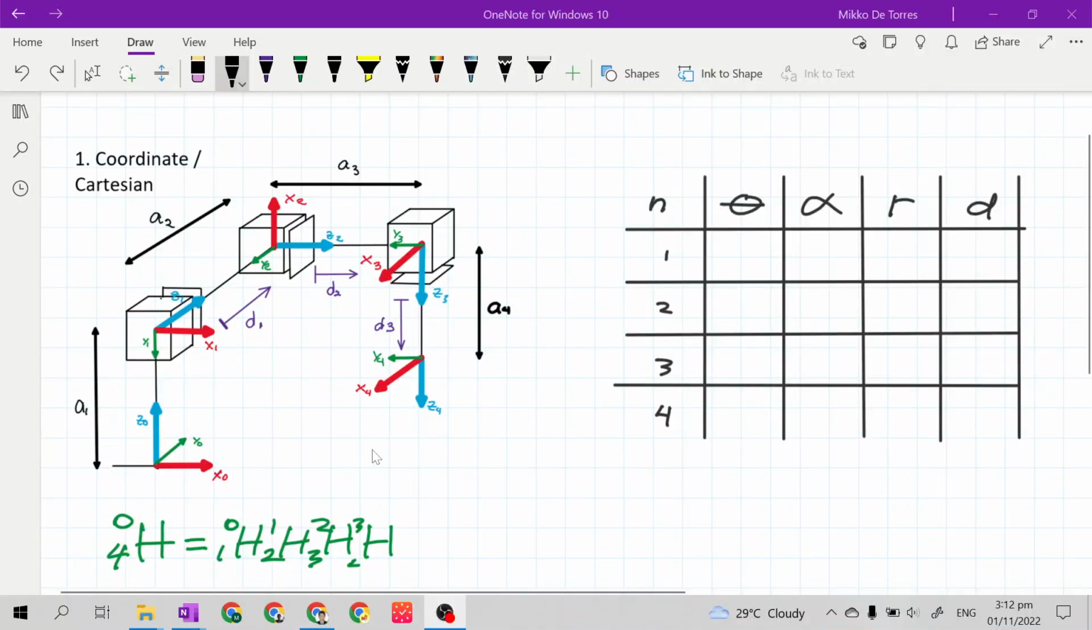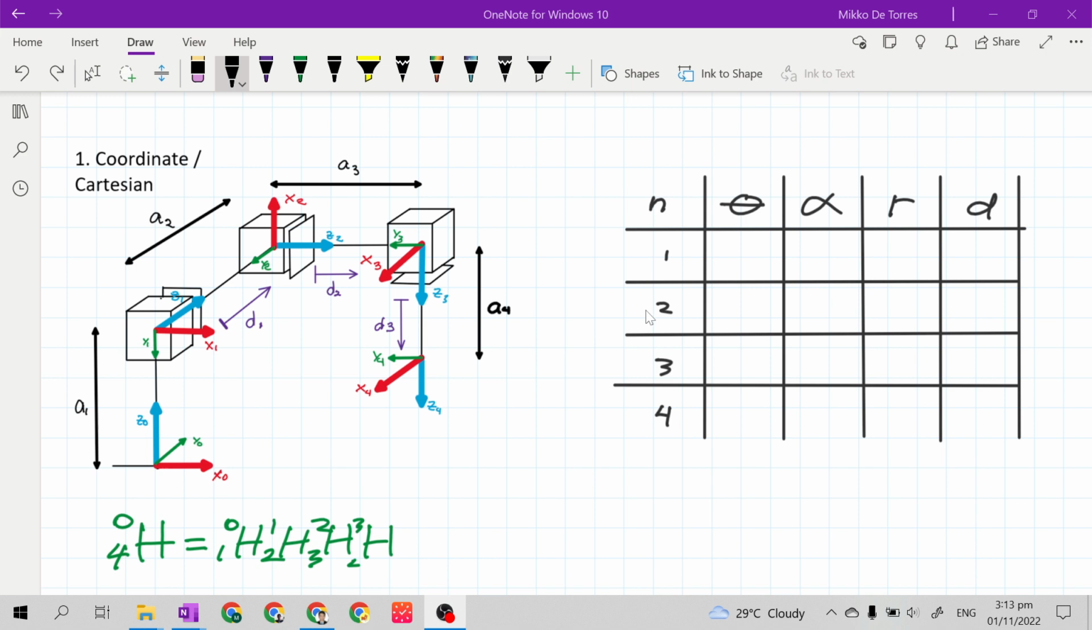Good day, class. In this video, I will construct and fill out the parametric table of a Cartesian manipulator. The Cartesian manipulator has 5 frames, so our rows are 5 minus 1, which is equal to 4. So we have 4 rows for the parametric table.